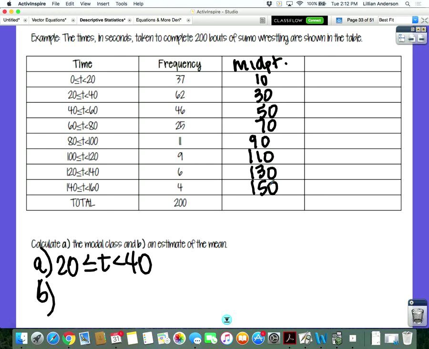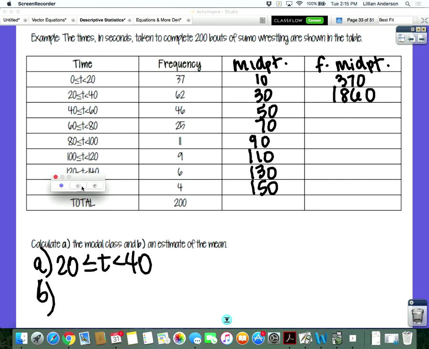After that, the next column is just there to kind of make it nice and clean for you. But you take the midpoints and you multiply them by their frequencies. So what's 37 times 10? 370. What's 62 times 30? 1,860. Can you guys do the rest of them? Yes. Okay. Check back in a second.